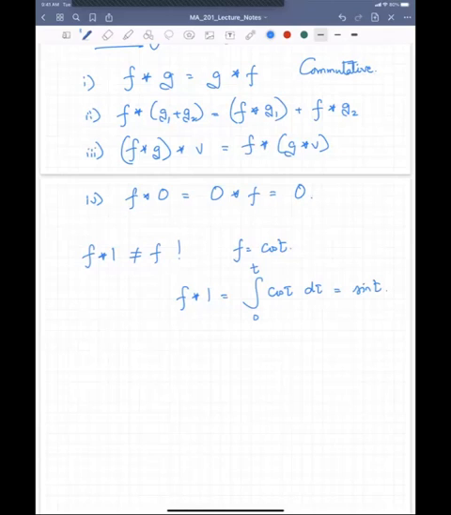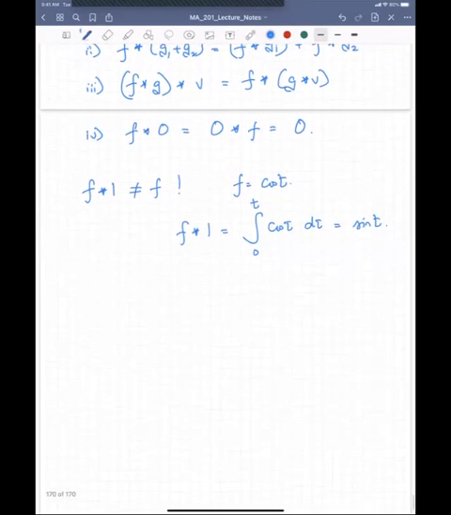Okay. Now, before we wind down, I will point out yet another practical aspect of this convolution and where it can be useful. Example: solution of inhomogeneous equations.